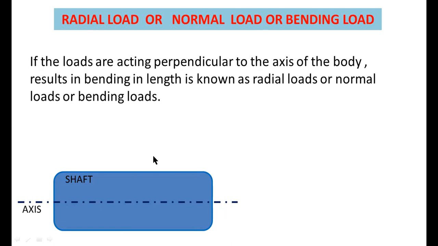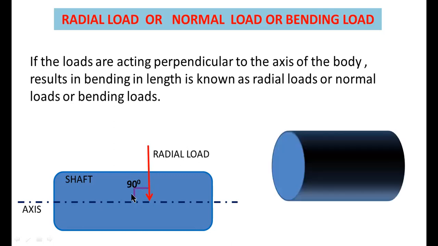Okay, like this. So the angle between this load and axis is 90 degrees. So these types of loads are called radial loads or bending loads or normal loads. Here you can observe this angle is 90 degrees. So the angle between the axis of the body and load is 90 degrees. This type of load is called radial load.